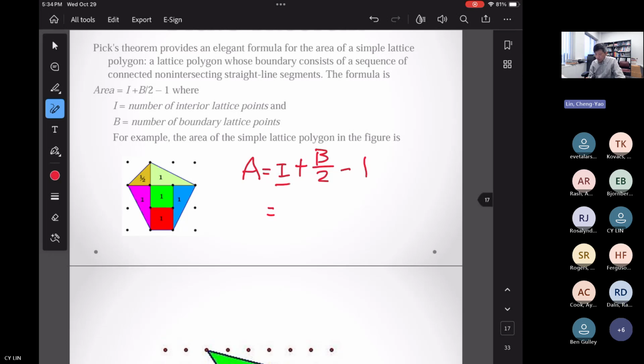Now what is the interior point? Interior points right here, right here. So that's 1, 2, 3, 4. So the interior points are 4. I'm going to put down 4 right here.